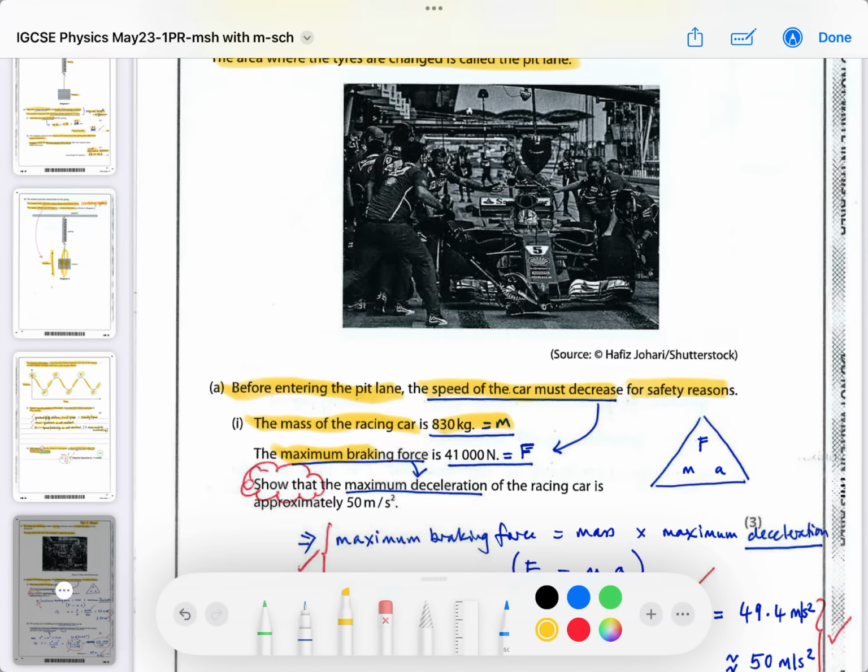The maximum braking force is 41,000 newtons. So that's the braking force. They want you to show the maximum deceleration. So the maximum deceleration will be when you're using the maximum braking force on the mass, and then you have to show it mathematically. That gives you an answer of 50.